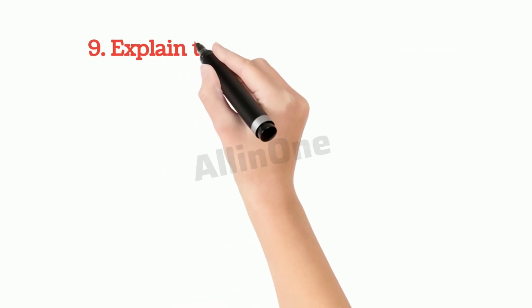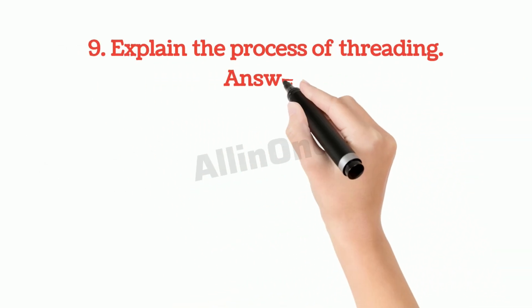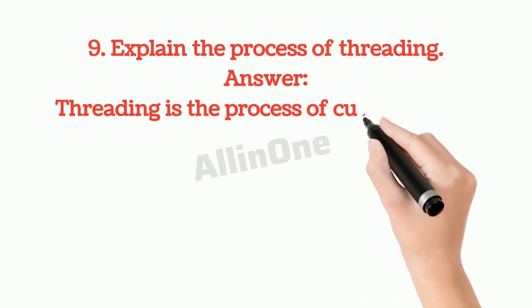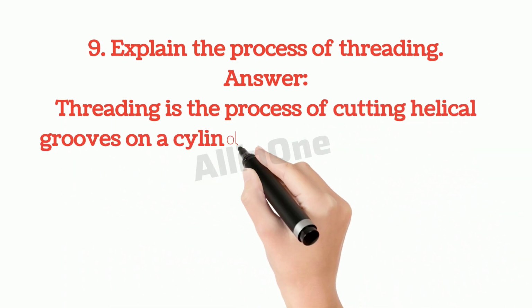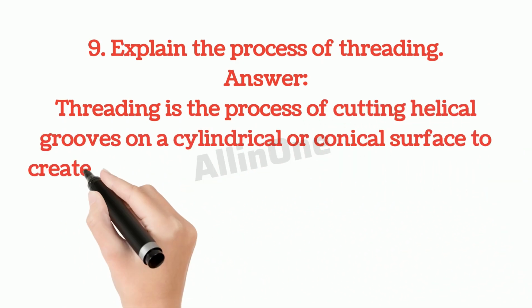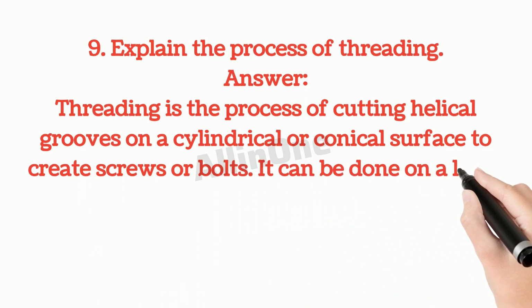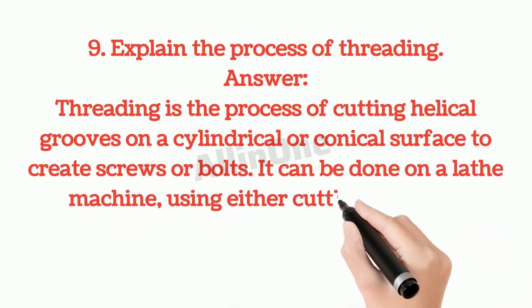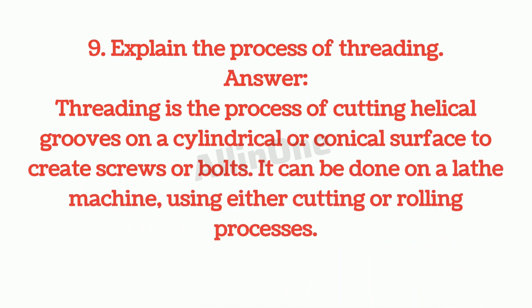9. Explain the process of threading. Answer: Threading is the process of cutting helical grooves on a cylindrical or conical surface to create screws or bolts. It can be done on a lathe machine using either cutting or rolling processes.